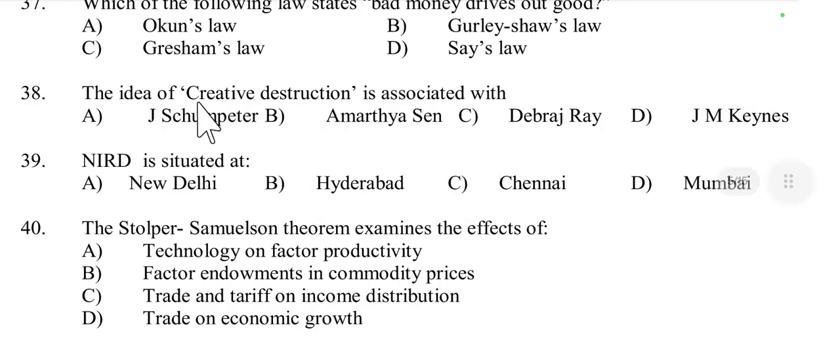Then question number 38, the idea of creative destruction is associated with Joseph Schumpeter's theory. Creative destruction describes how the process of economic innovation and entrepreneurship leads to the demise of old industries and the creation of new ones, driving economic progress. It destroys the old industry and creates new industries. So it is called creative destruction. This concept is associated with Joseph Schumpeter.